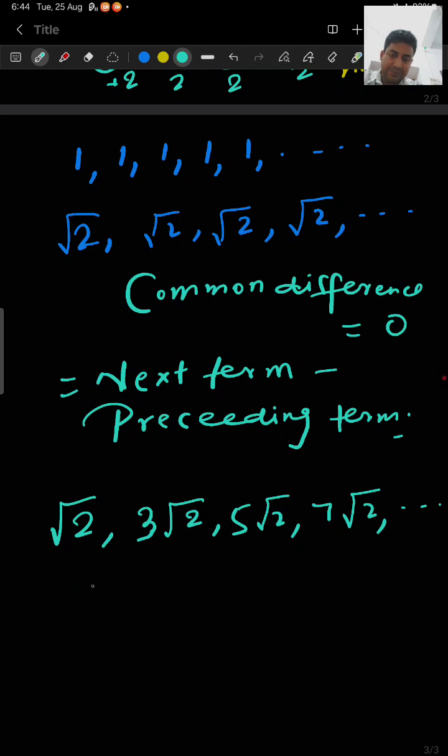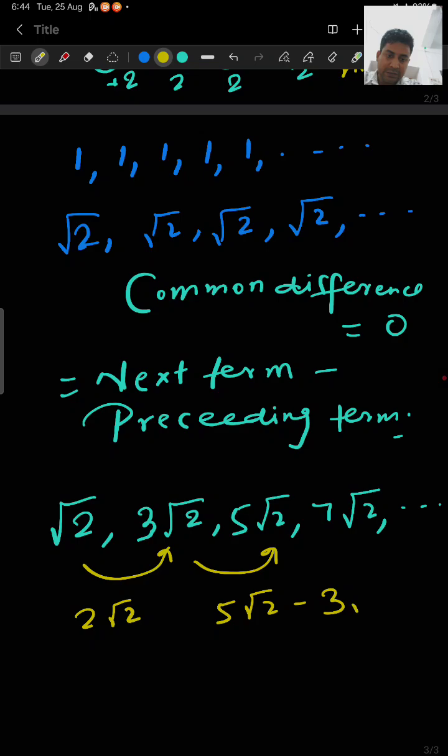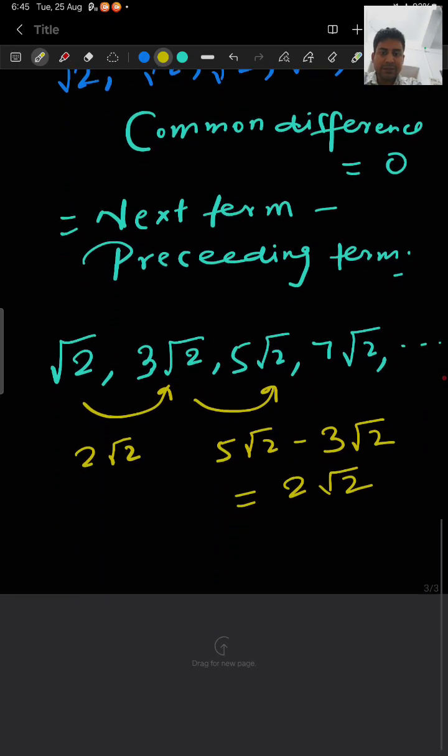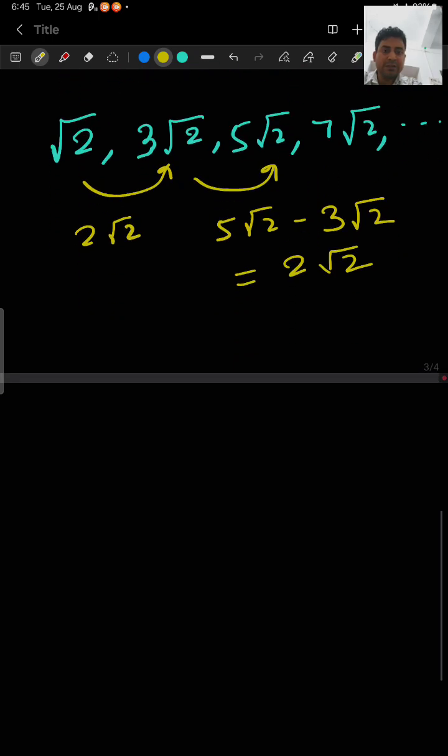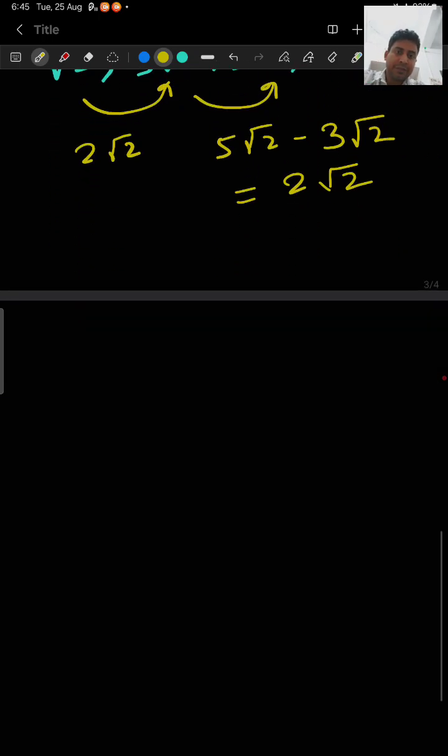Then let's check. 3 root 2 minus root 2 is 2 root 2, and here the common difference is 2 root 2. 5 root 2 minus 3 root 2 is also 2 root 2. We can take root 2 common and we will get 2 root 2. Then yes, this is also in AP, and the common difference can also be an irrational number. Okay.